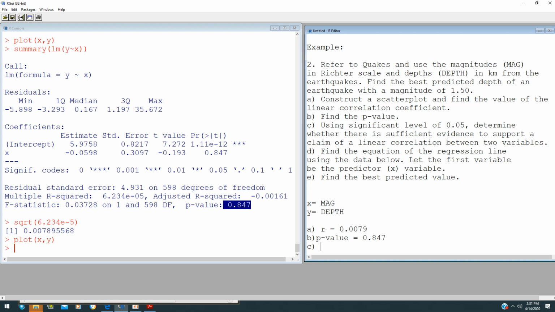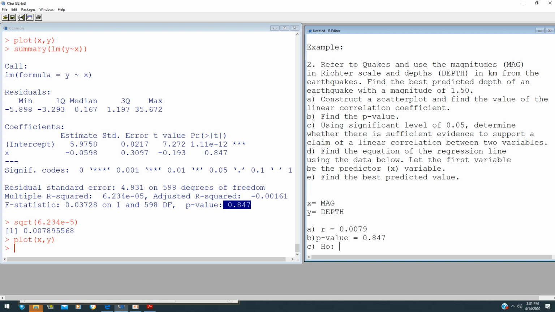C in this case is asking us to test the claim whether there is a linear correlation between these two variables. So remember last time when you did your hypothesis testing, you had to write 6 or 7 steps. For this case, you do not need to write 6 or 7 steps. You just need to write 3 steps.